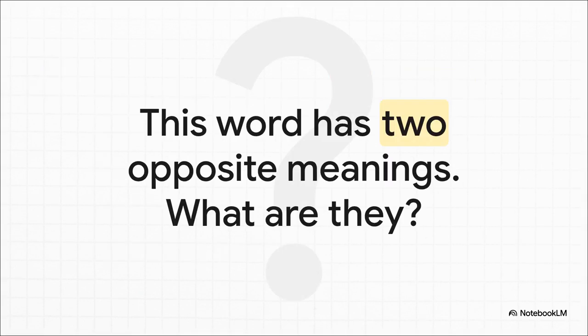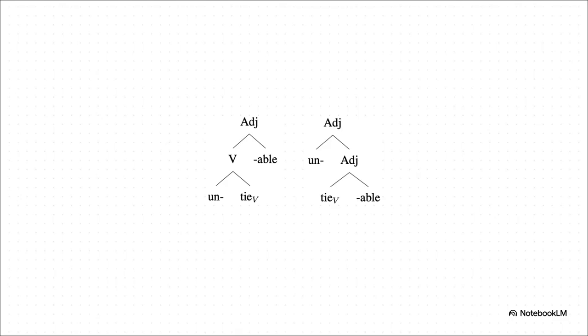Believe it or not, this one word is ambiguous. It has 2 completely opposite meanings. So before I show you, just take a second, see if you can figure them out. How can untieable mean 2 different things? Okay, ready for the reveal?